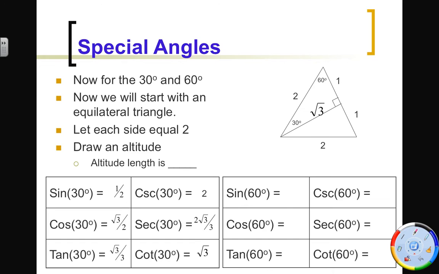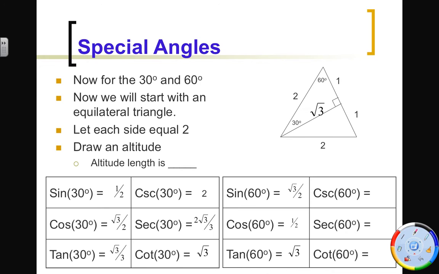So the sine of 60 is going to be opposite divided by hypotenuse. Well, the opposite of 60 is now √3, so I get √3/2. Cosine of 60, well, that's adjacent over hypotenuse, and I get 1/2. And you might be noticing something here that's going on. It's very important for us. Tangent of 60 being square root of 3.